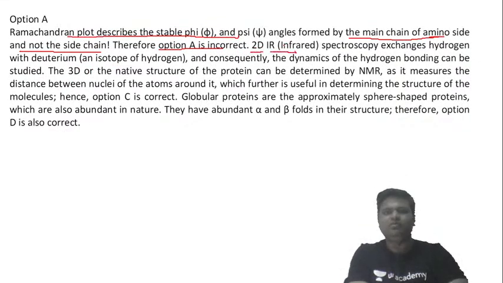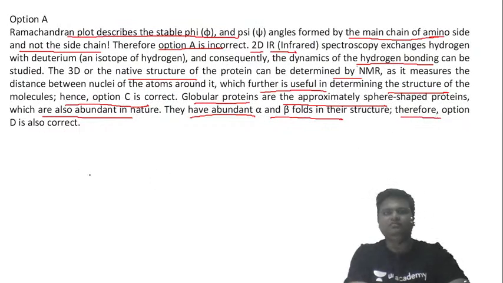Two-dimensional infrared spectroscopy exchanges hydrogen with deuterium, and consequently the dynamics of hydrogen bonding can be studied. So option B is correct. The 3D or native structure of protein can be determined by NMR as it measures the distance between the nuclei of the atoms around it, which further is useful in determining the structure of the molecule. Hence option C is correct. Globular proteins are approximately spherical-shaped proteins which are also abundant in nature. So they have abundant alpha and beta folds in their structure. Therefore option D is also correct.